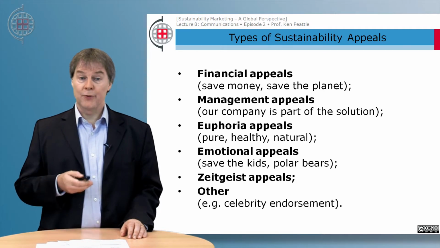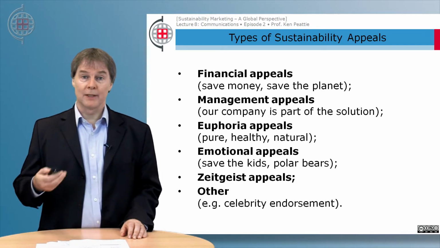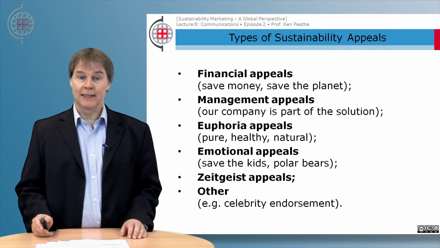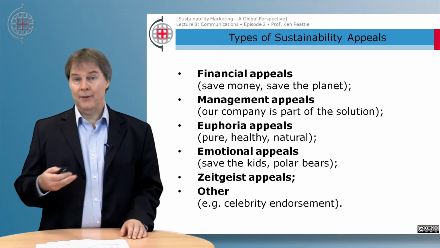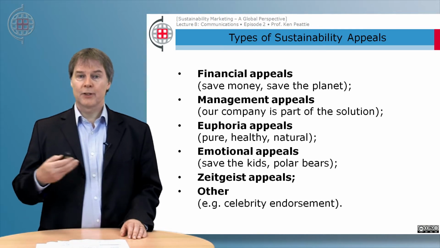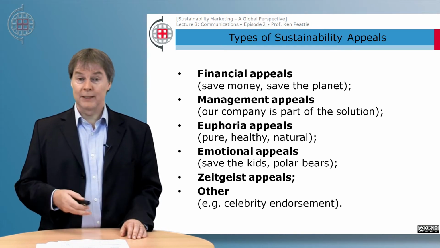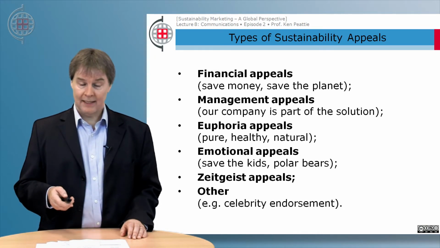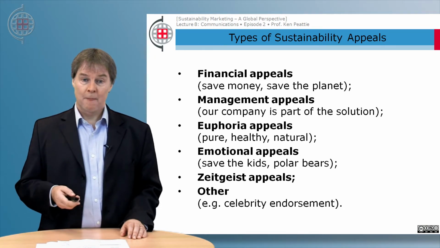The third type are euphoria appeals. So many of the words you'll find used in sustainability solutions and their marketing, words like pure, healthy, natural, are really trying to give consumers a good feeling about those particular products and their nature.